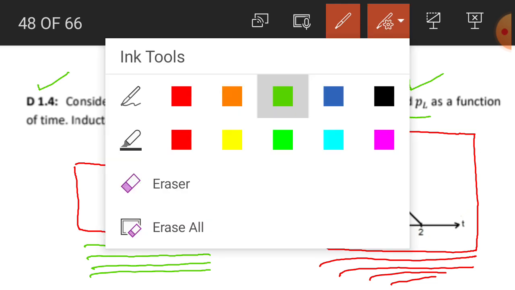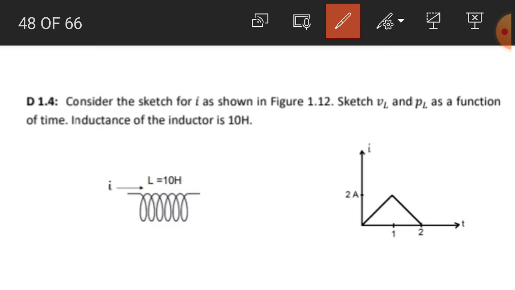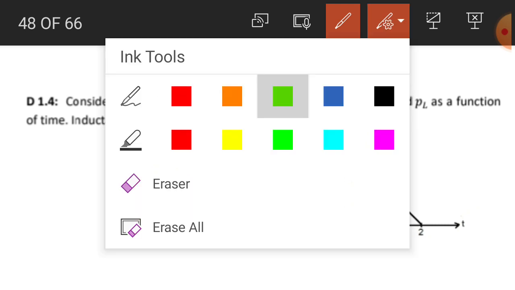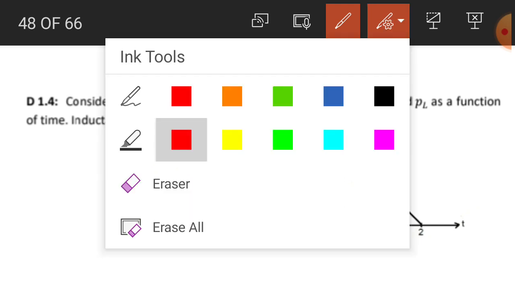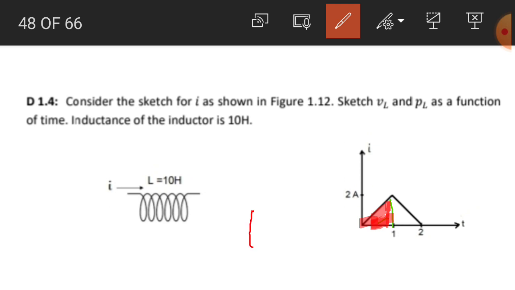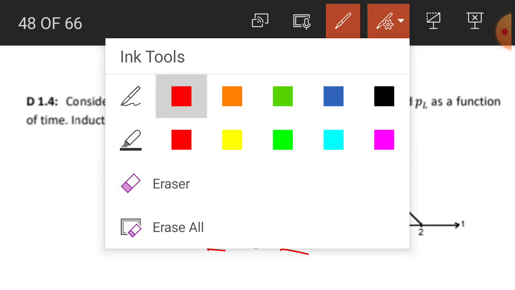So once again, we divide this sketch into two regions. This is region number 1. In region number 1, the time is changing from 0 to 1, and the current is changing from 0 to 2 ampere. So this is your region number 1.